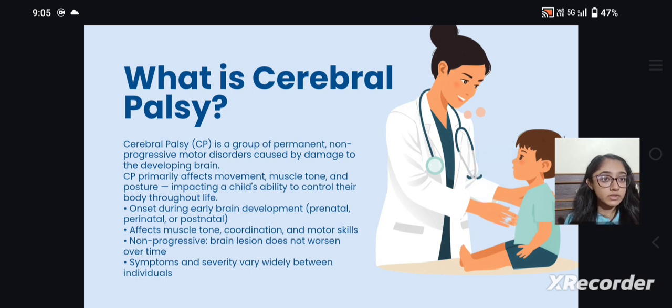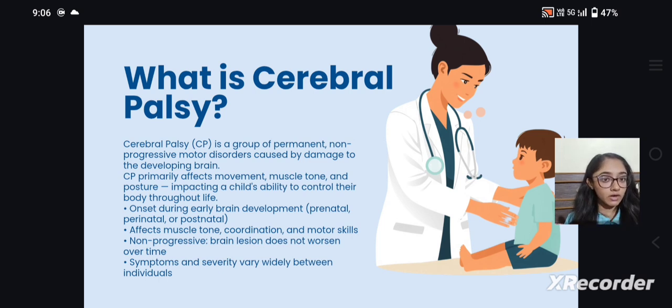So, first of all, what is cerebral palsy? Cerebral palsy (CP) is a group of permanent non-progressive motor disorders caused by damage to the developing brain. So CP primarily affects motor function, muscle tone and posture, impacting a child's ability to control their body throughout life. Its onset is during early brain development. It could be prenatal, perinatal or postnatal.